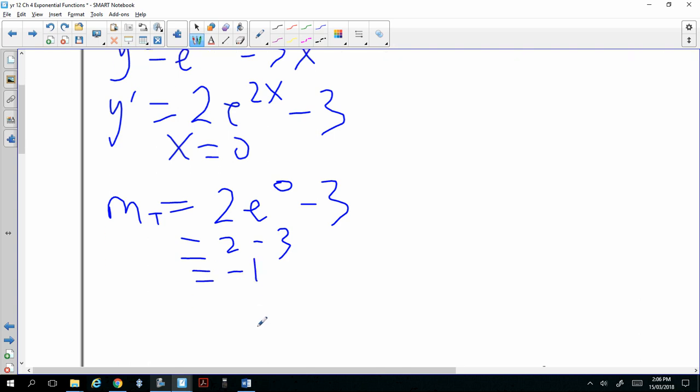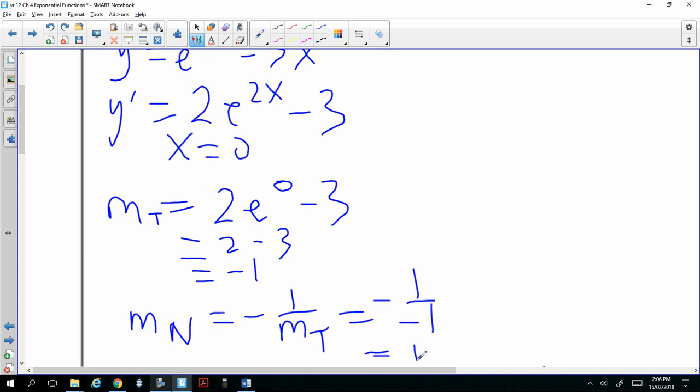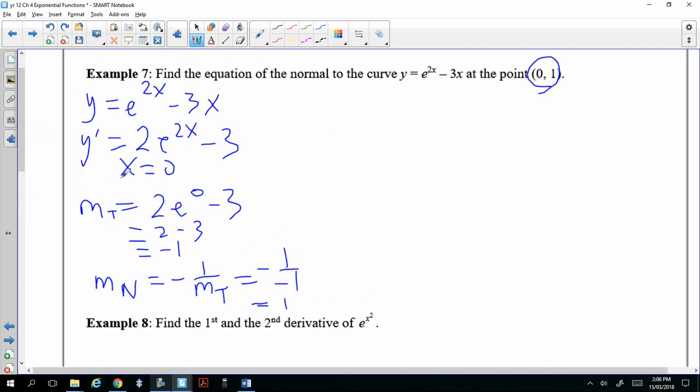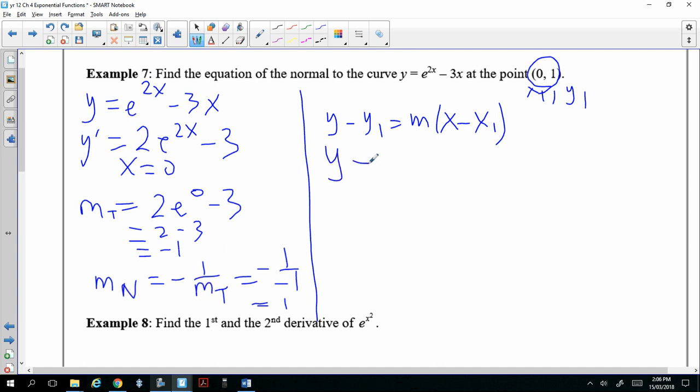Then we find the gradient of the normal, which is the negative reciprocal of the gradient of the tangent. So you get negative 1 over negative 1, which is positive 1. So that's the gradient of the normal. Once you get the gradient of the normal, you use the formula y minus y1 equal to m(x minus x1). x1, y1 is the point that you just have. So you do y minus 1 equal to the gradient times x minus 0, y minus 1 equal to x, and then y equal to x plus 1. That's the equation of normal.